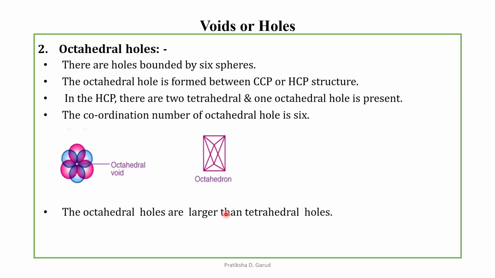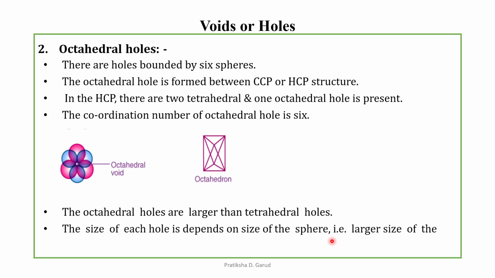The octahedral holes are larger than the tetrahedral holes. Further, the size of each hole depends on the size of the sphere. That is, the larger the size of the sphere, the greater the size of the hole made by them. So this is regarding the octahedral hole.